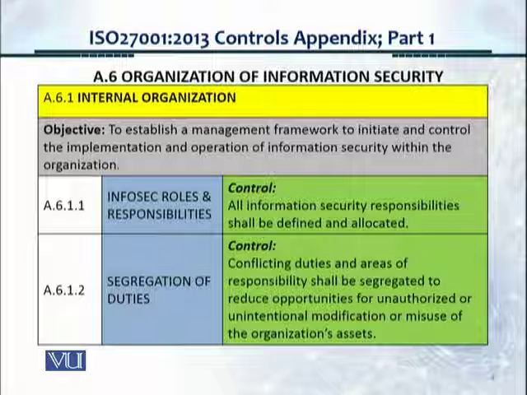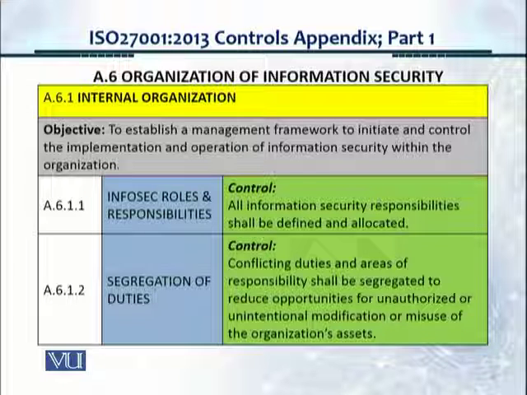And then we have segregation of duties, which is control A.6.1.2, which says conflicting duties and areas of responsibility shall be segregated to reduce opportunities for unauthorized or unintentional modification or misuse of the organization's assets. So 6.1.1, InfoSec roles and responsibilities, refers to assigning the roles and responsibilities, and obviously it would refer to giving authority and delegation and empowerment. And 6.1.2, segregation, ensures that conflicting duties are segregated.